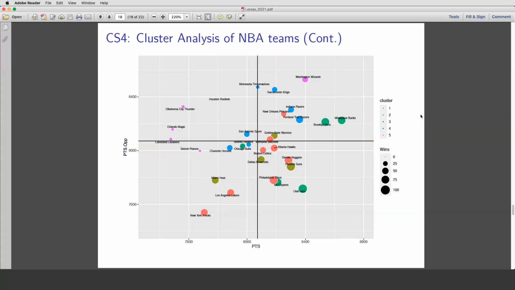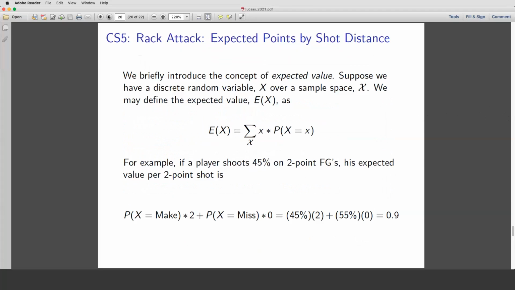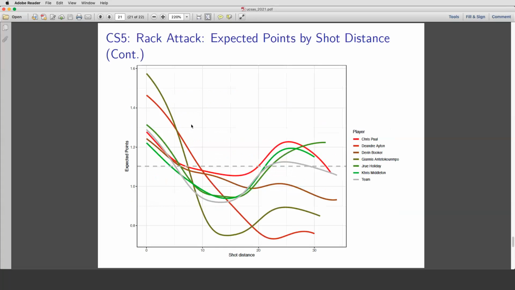Let's see, another question. Does the expected points account for an and one? So this graph does not. But when you are thinking about how efficient a player is, you certainly want to account for free throws. Because generally speaking, right, a free throw is going to be an extremely efficient shot.